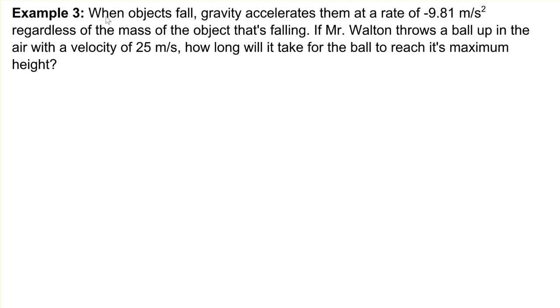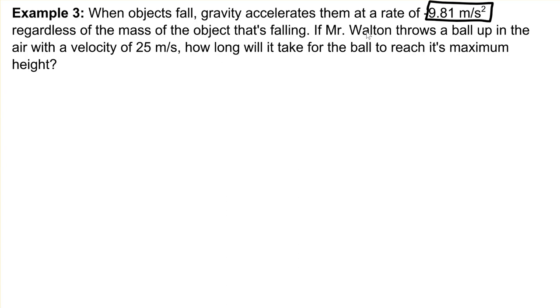Okay, here we go. When objects fall, gravity accelerates them at a rate of negative 9.81 meters per second squared. No matter what the object is, objects accelerate at the same rate. That's barring things like wind resistance, which we just ignore right now. So if we were to drop a feather and a bowling ball from the same height at the same time, they would actually fall at the same rate. They would accelerate at the same rate.